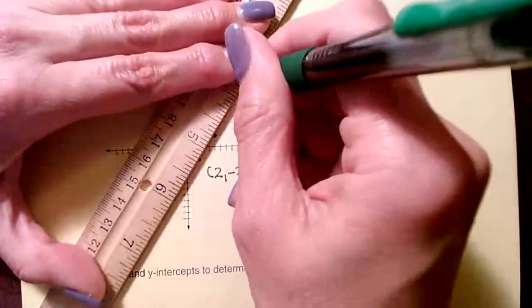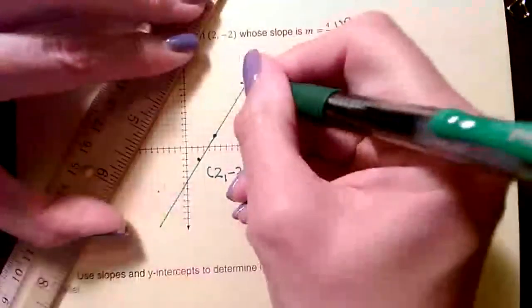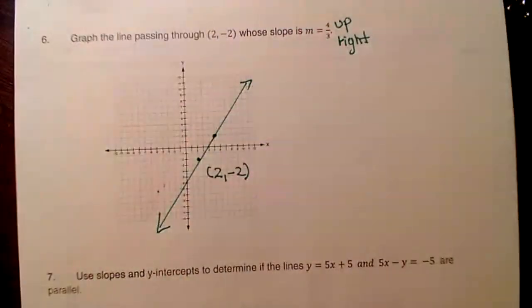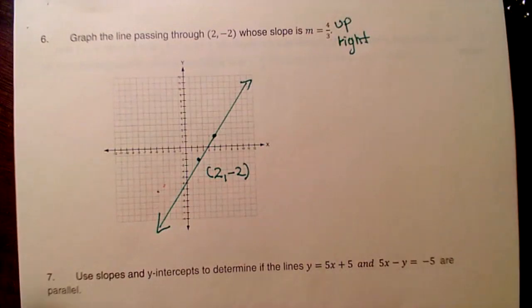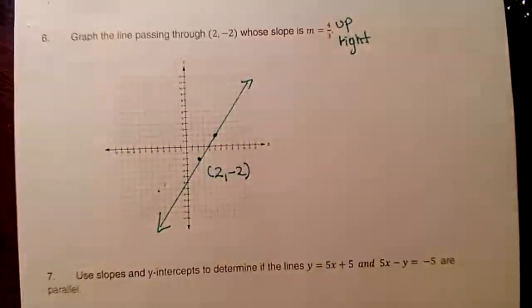And here's the line. That's what they're asking you there: graph the line passing through this point and it has that slope.